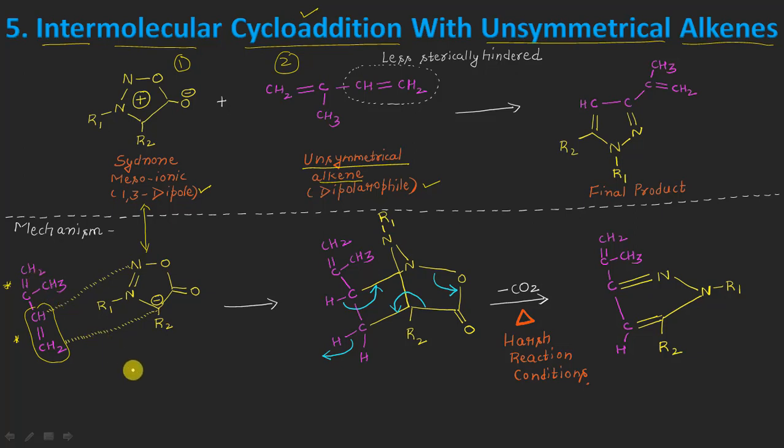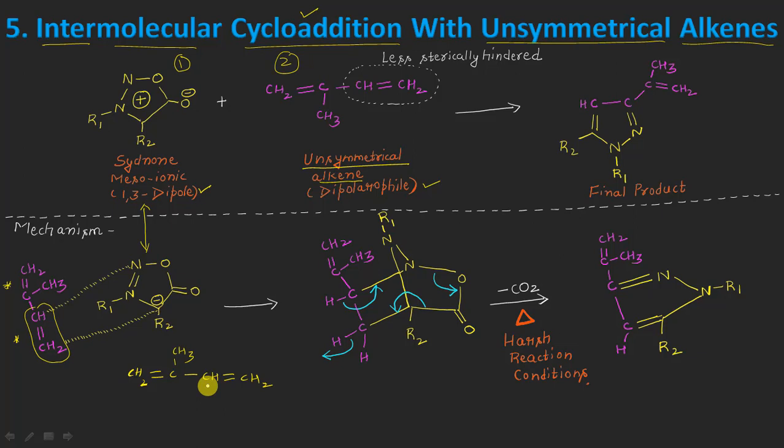What I'm trying to say here is that here is the dipolarophile. Let me draw the structure here. CH2 double bond C, CH3 here, single bond CH double bond CH2, right? Because it contains 2 different double bonds, so it can act as 2 different kinds of dipolarophiles.